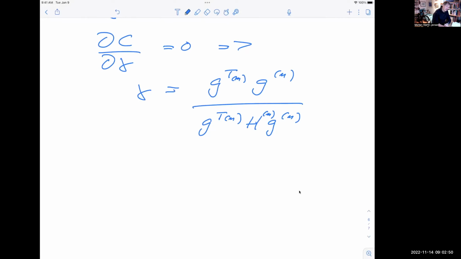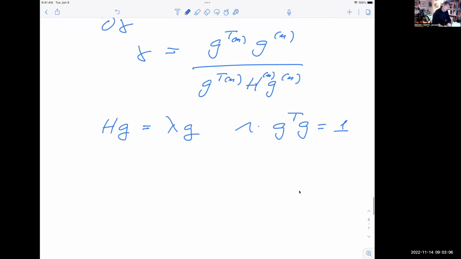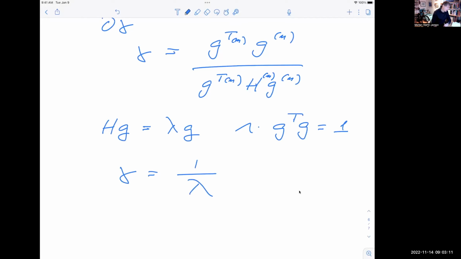If G is an eigenvector of H, so if H times G is given by lambda times G, and we also assume that G times G is normalized to 1, what we see then is that this gamma, when we plug it in, is simply going to be 1 divided by the eigenvalues of H. So lambda is now an eigenvalue of the Hessian matrix.